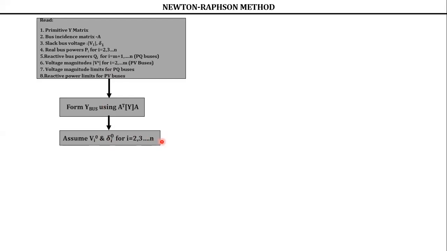Otherwise, if there are m number of PQ buses, then 2, 3, ..., m you have to take, and from m plus 1 onwards you have to consider PV buses. For PV buses, voltages are given, no need to assume them, so delta you can assume as 0. For PQ buses, you can assume a flat start as Vi(0) and delta i(0) for all PQ buses. Don't assume it for the slack bus. Slack bus voltage magnitude will be given, specified.